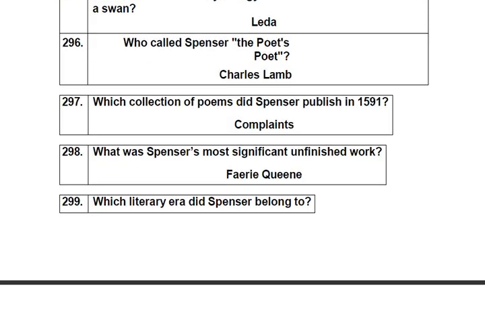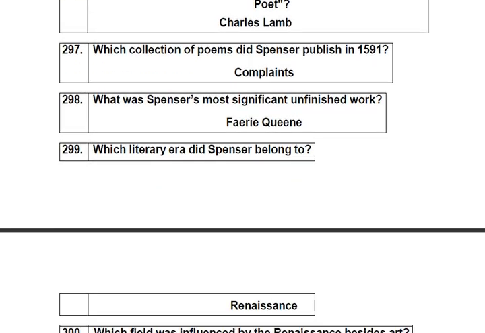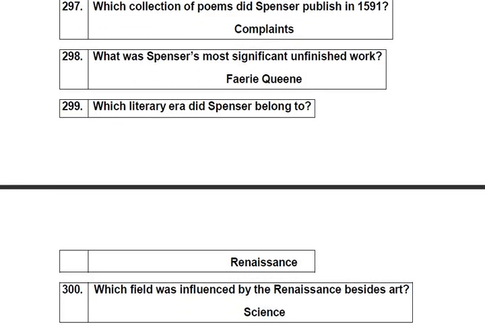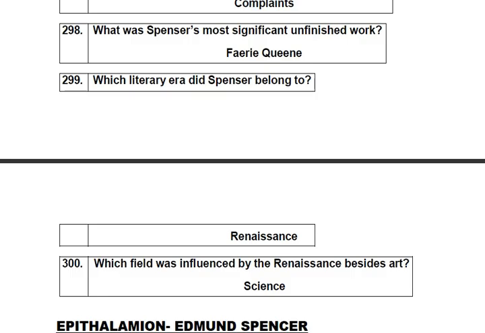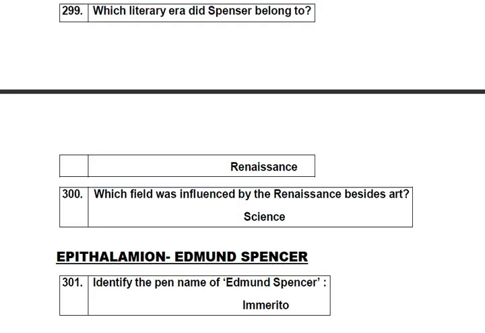Who called Spenser the poet's poet? Charles Lamb. Which collection of poems did Spenser publish in 1591? Complaints. What was Spenser's most significant unfinished work? The Faerie Queene. Which literary era did Spenser belong to? Renaissance. Which field was influenced by the Renaissance besides art? Science. Prothalamion.